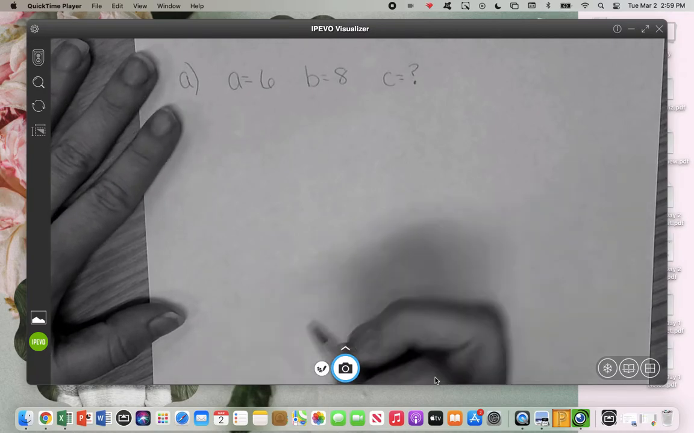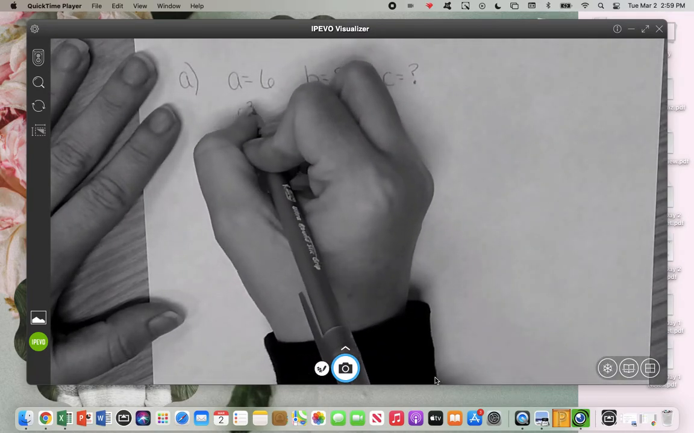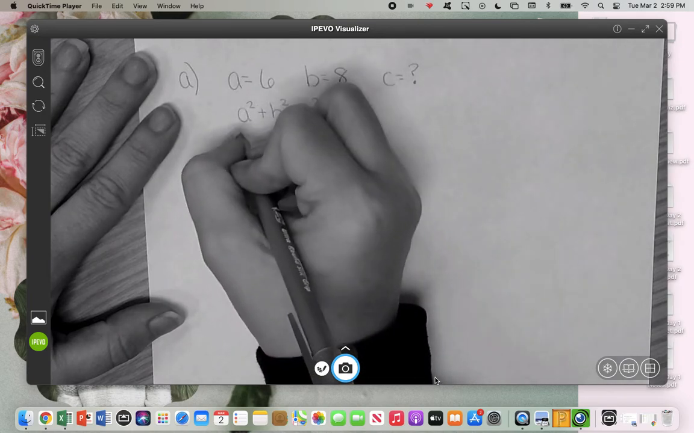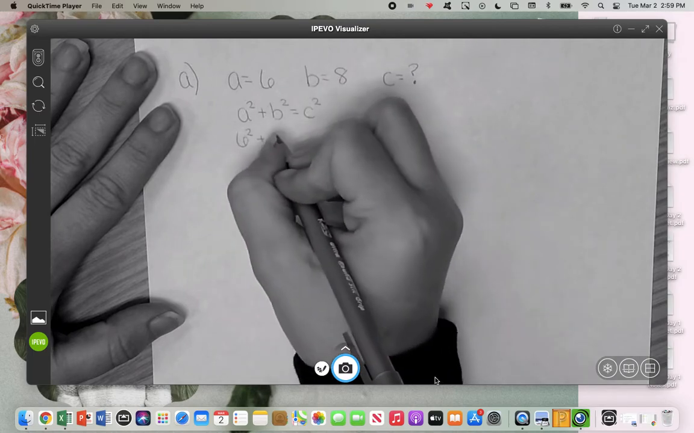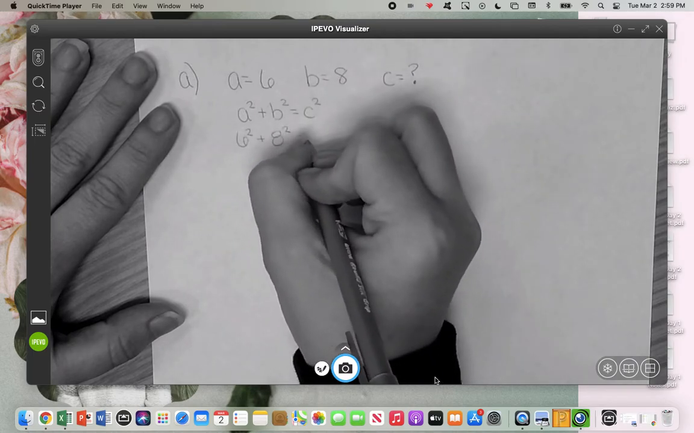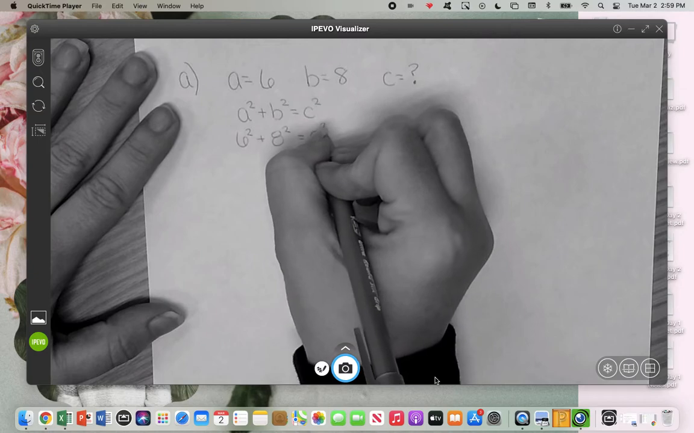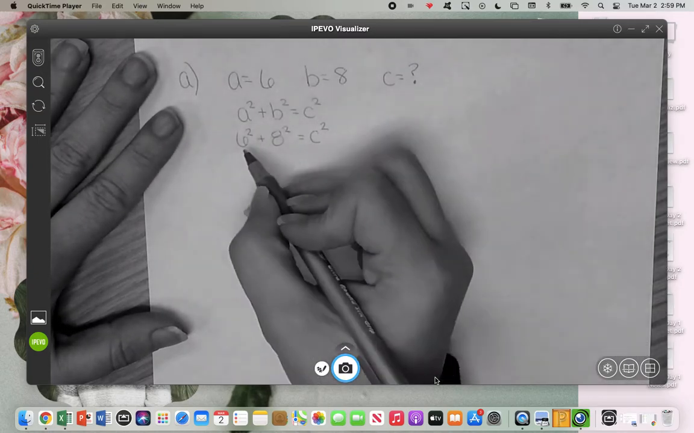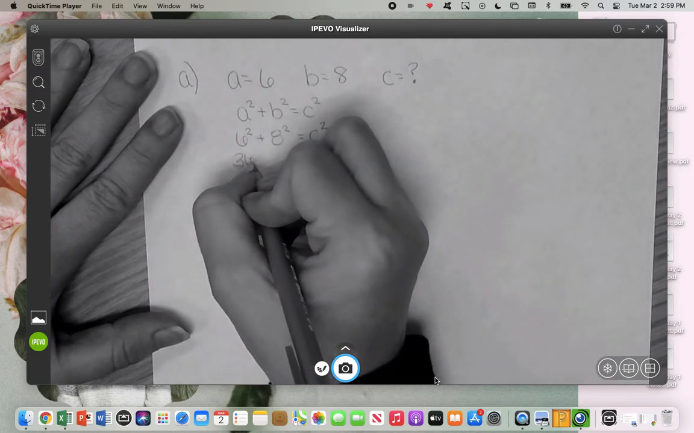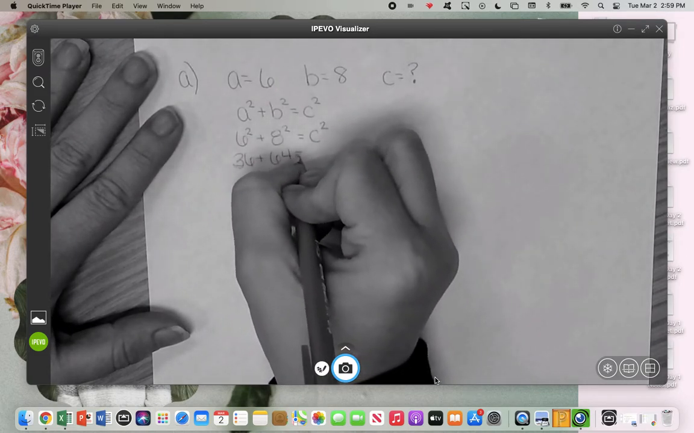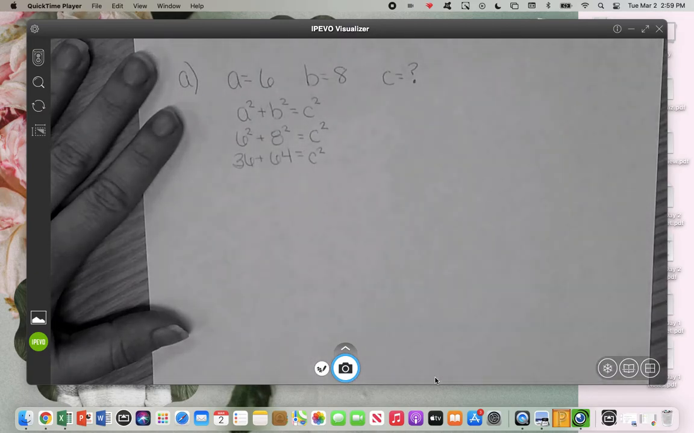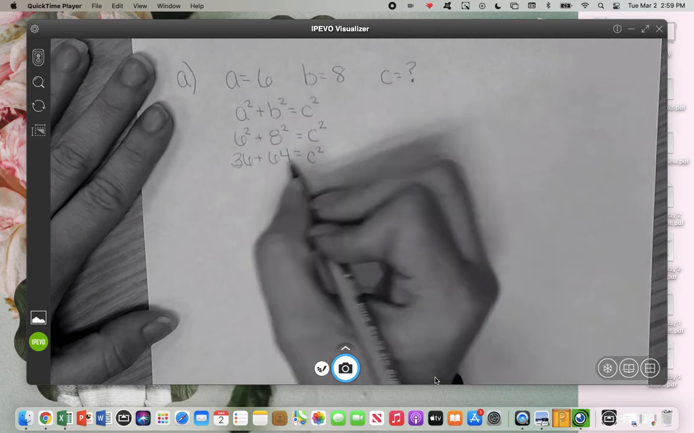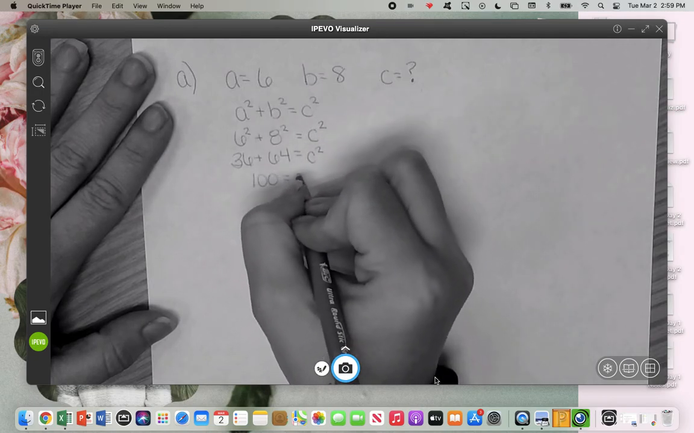So we just plug in what we know into a squared plus b squared equals c squared. In this case, A is 6, B is 8, and C is unknown, so that just stays c squared. Now we got to simplify. 6 squared is 36, 8 squared is 64. We always have to do exponents before we add. So we've done our exponents, now we got to add those together. 36 plus 64 is 100.